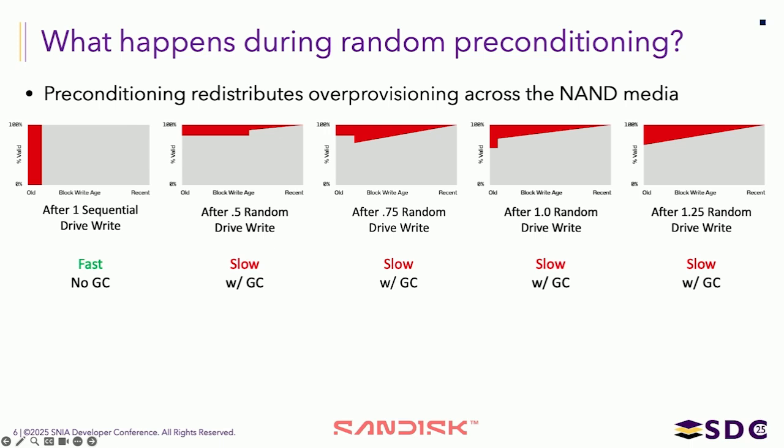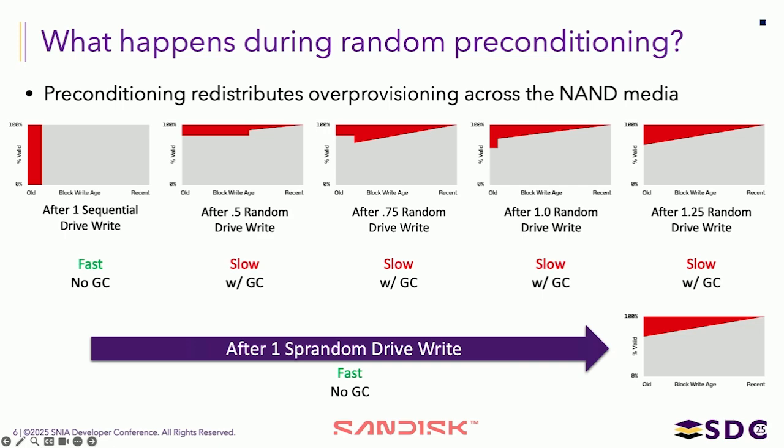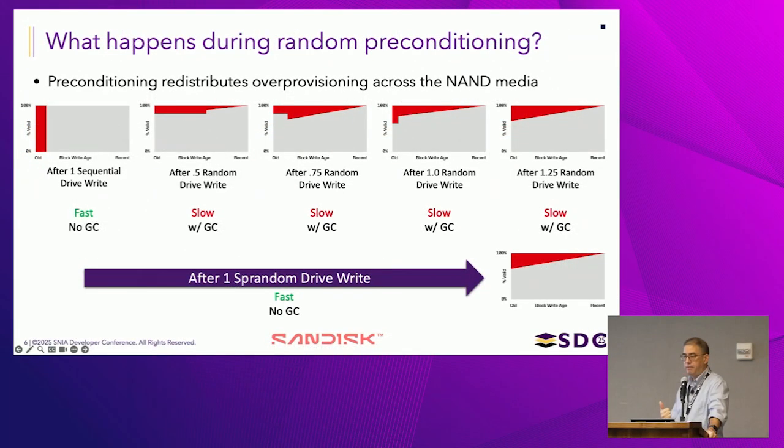Now the problem is that while you're doing that random writing, there's actually garbage collection starting within the drive, and so the performance of the drive will slow down, and it will also kind of gyrate until you get to that steady state. So the goal of this Sprandom technique is to see if there's a way that we can get to that end state in a single physical drive write.